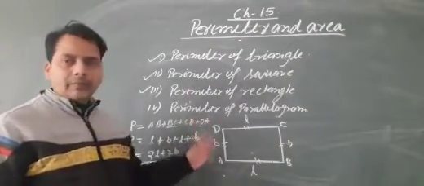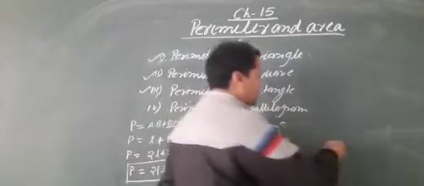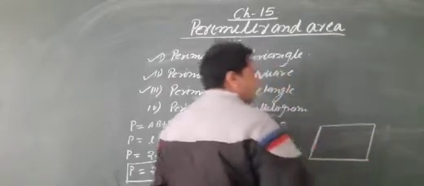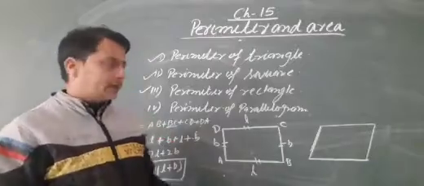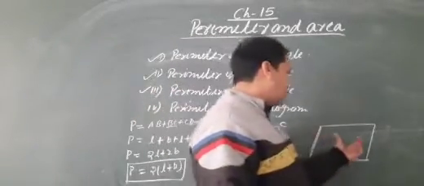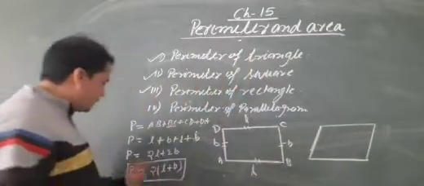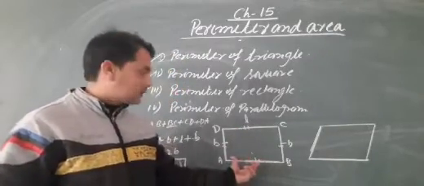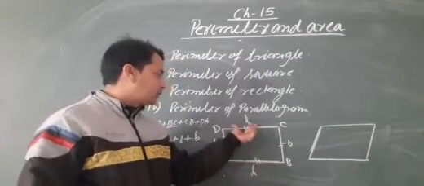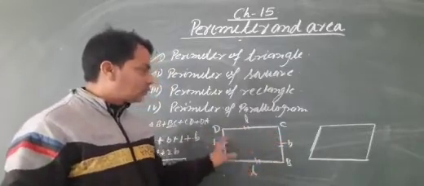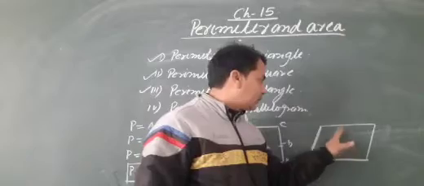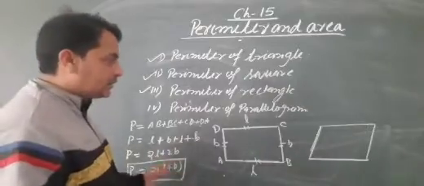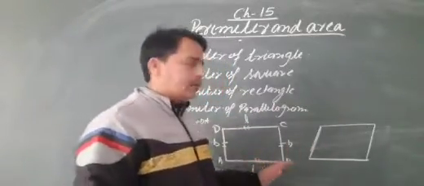Now the perimeter of a parallelogram. A parallelogram is a type of quadrilateral whose opposite sides are equal and parallel. The perimeter of a parallelogram is the same as the perimeter of a rectangle, with opposite sides equal. So the formula for the perimeter of a parallelogram is the same as for the rectangle.